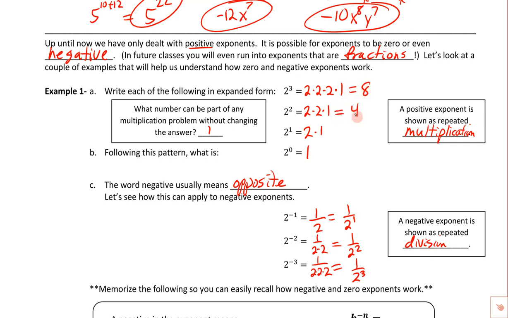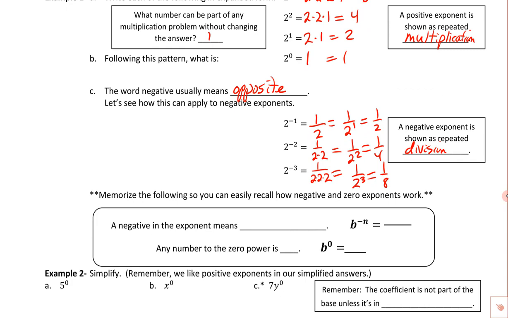This would be 8. This would be 4. This would be 2, and this would be 1. Now take a look at what we get here. This would be 1/2. This would be 2 squared is 4, so that would be 1/4, and this would be 1/8. So look at this nice pattern here. We have 8, 4, 2, 1, and then we have a half, a fourth, an eighth, and so forth. So let's try and summarize this so we're clear on how this works.